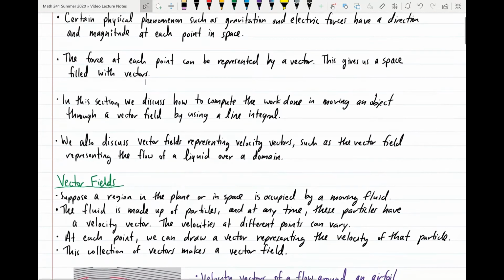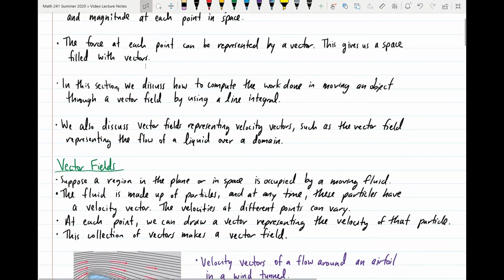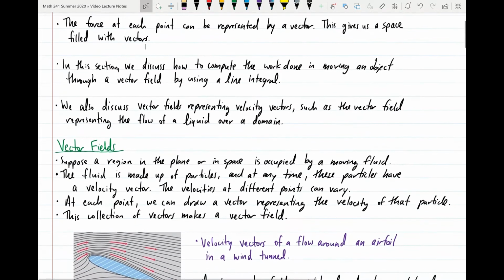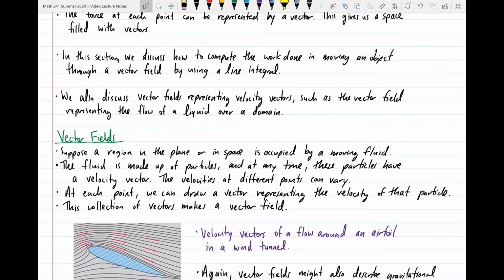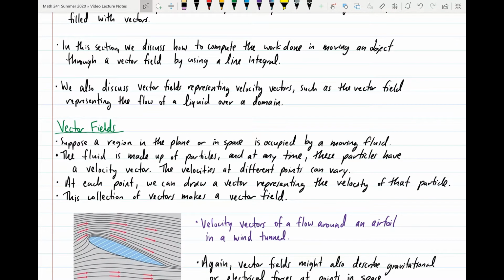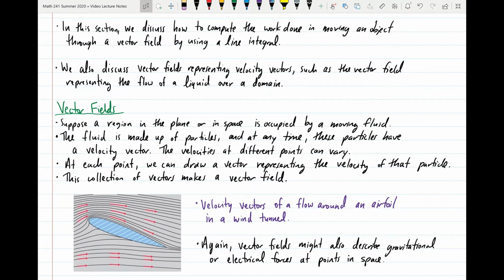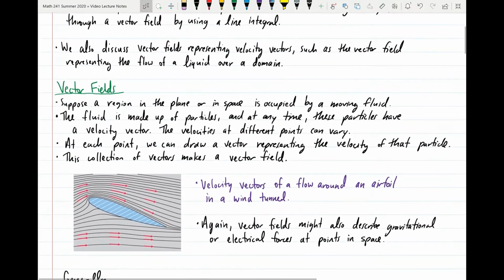So in 3 dimensions, you might have a 3-dimensional region that's full of vectors because there's a vector corresponding to each point. And in this section, we discuss how to compute the work done in moving an object through a vector field by using a line integral. We'll go through a couple of different applications as well, more than just work done, but also flux and circulation. So again, we discussed vector fields representing velocity vectors, such as the vector field representing the flow of a liquid over a domain. For those vector fields representing velocity vectors, that's when we'll talk about flux and circulation, specifically for fluids inside of some region.